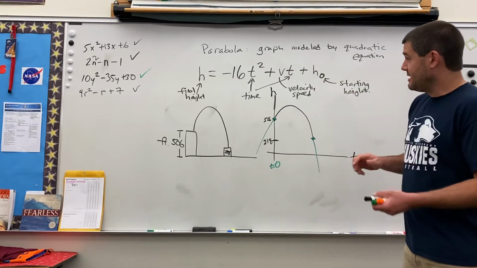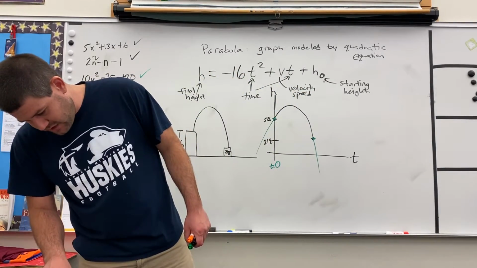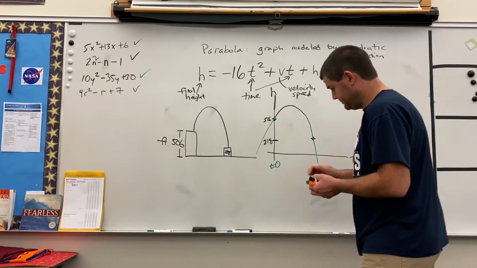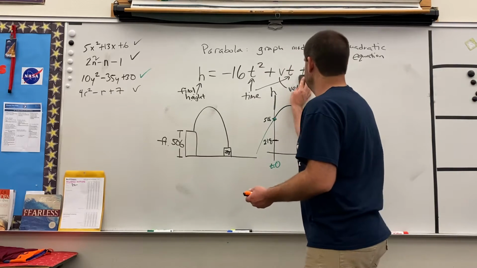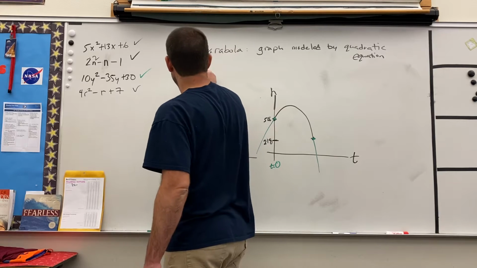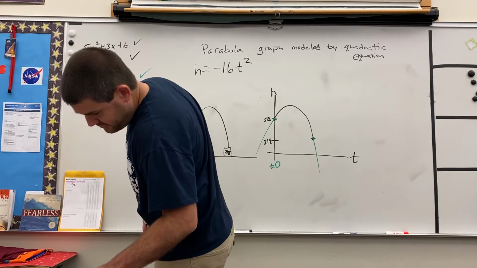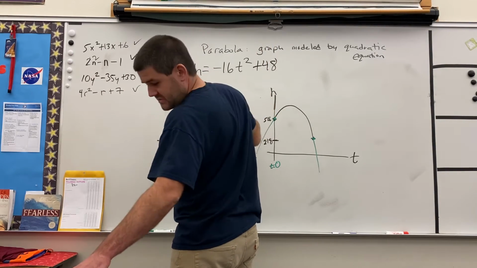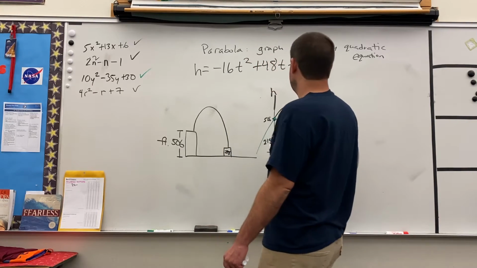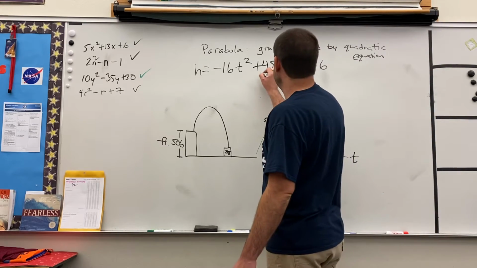Okay, now they give us the equation of negative 16t squared plus 48t plus 506. Okay, so let's talk about these numbers so that we can see what they are. We have this 48.